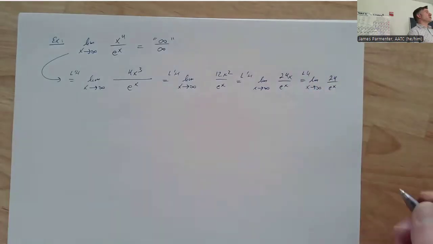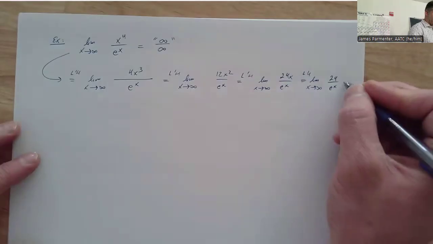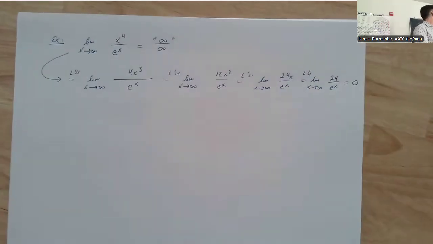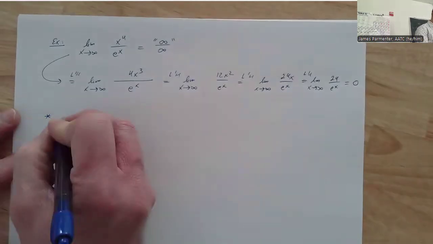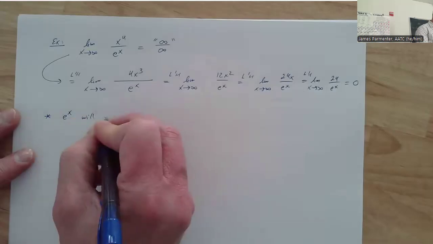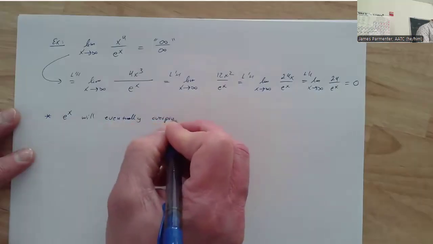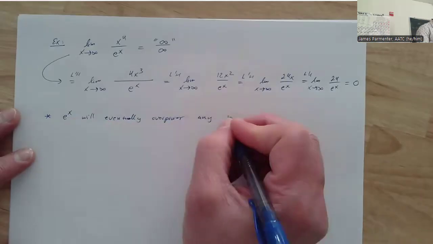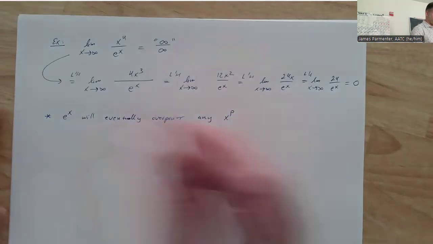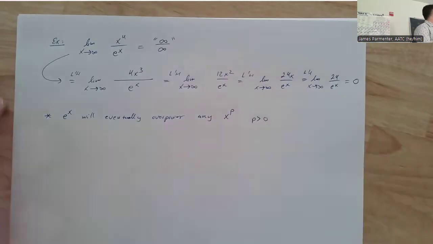And now finally, it's not an indeterminate form. It's a constant divided by something that's getting infinitely large, which is going to go to 0. And this would have been true whether I started with x to the 4th power or x to the 400th power, or x to any positive integer power. So what this tells us really is that e to the x will eventually overpower or exceed any x to the p, where p is some positive integer. And it doesn't have to be an integer, actually. Well, but it helps if it is.